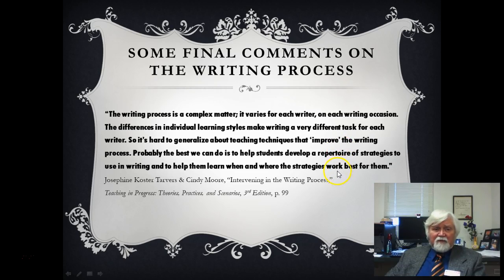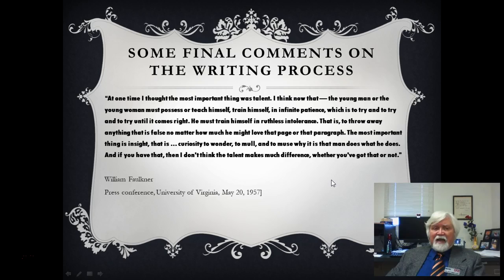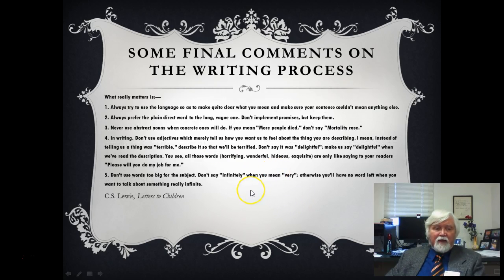This particular comment says that the best we can do is to help students develop repertoire strategies, and that's what we're trying to work on, giving you some strategies for how to approach topics. This is Faulkner's comment, where he talks about how the most important thing he used to think was talent, but then he realizes the most important thing is insight, the curiosity to wonder, to mull, to muse. That you need to try to recognize that you have to work at it, that you have to have patience, as he says there.